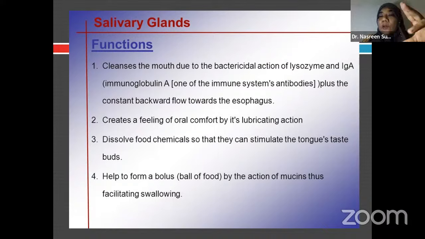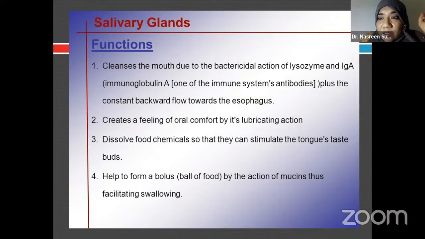So they are going to show the bactericidal action and antibody immune response. Okay, it creates a feeling of oral comfort by its lubricating action. When there is saliva, because of its lubricating action, it gives us a sort of comfort. Otherwise, we will feel very thirsty and our mouth will always be dry. Okay, there will be no lubrication. Just imagine how it will be.